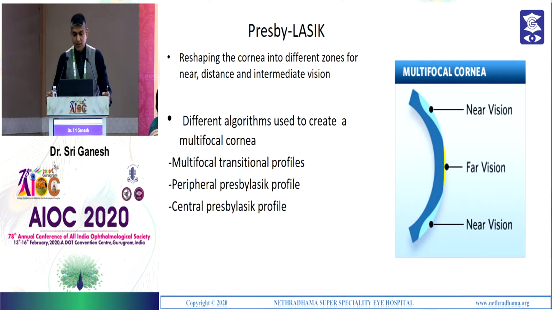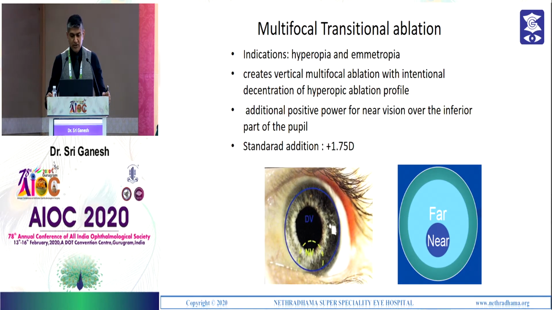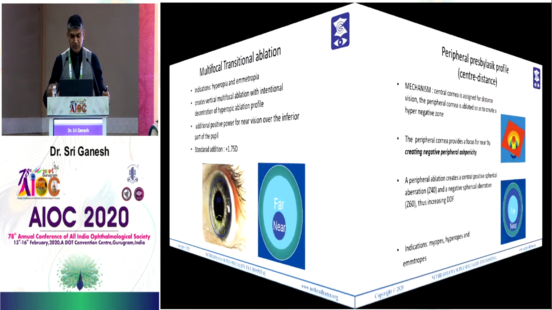Coming to the presbyopic LASIK, Presby LASIK, basically you can reshape the cornea into different zones for near, distance, and intermediate vision. Different algorithms are used to create a multifocal cornea. The multifocal transition profiles were first introduced by Visx, but have gone out of practice now. The peripheral Presby LASIK was introduced by Nidek, and the central Presby LASIK profile by Schwind and Presbymax and the Supracor. So the multifocal transitional ablation gives a standard addition of 1.75. It's almost like giving a lower add in bifocal, but there's a lot of vertical coma, and patient satisfaction is not good. It's gone out of practice.